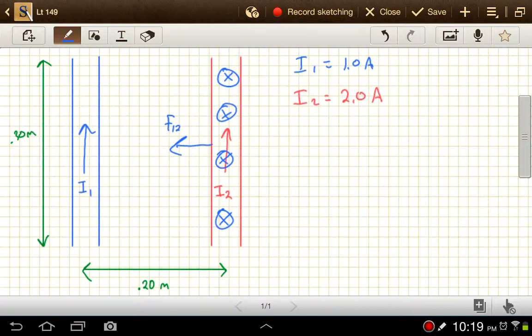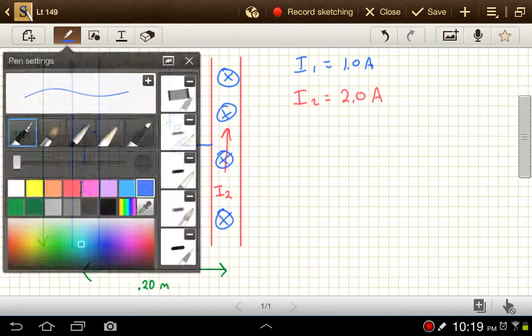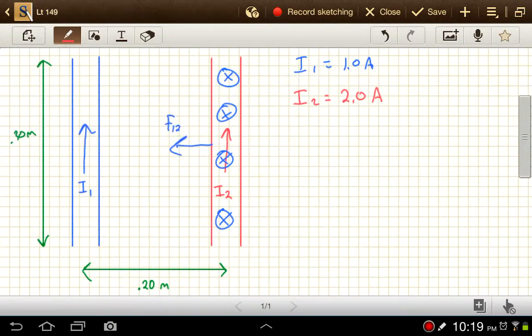Now we could do the same thing for the other current here. If we look at the current for I2, put your thumb in the direction of I2, so your thumb should be pointing upward. And your fingers are going to wrap around at the location of I1. Your fingers would have to be behind the screen here, coming out towards you. So at this location, we have a magnetic field from the red wire that's out of the screen.